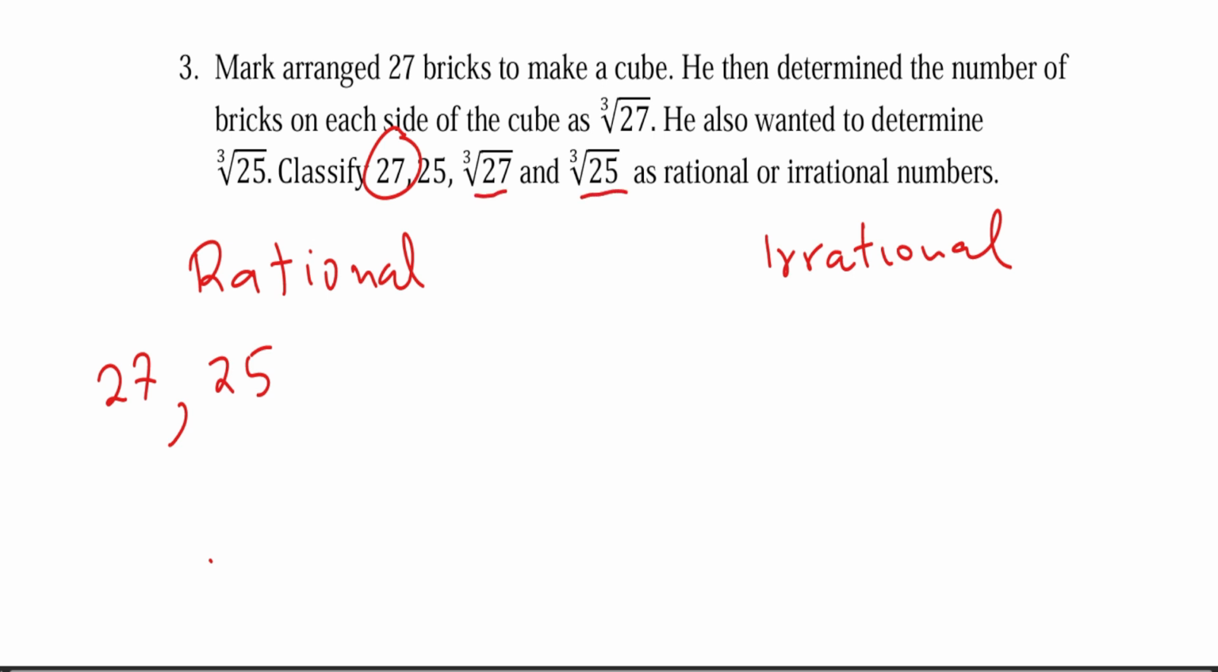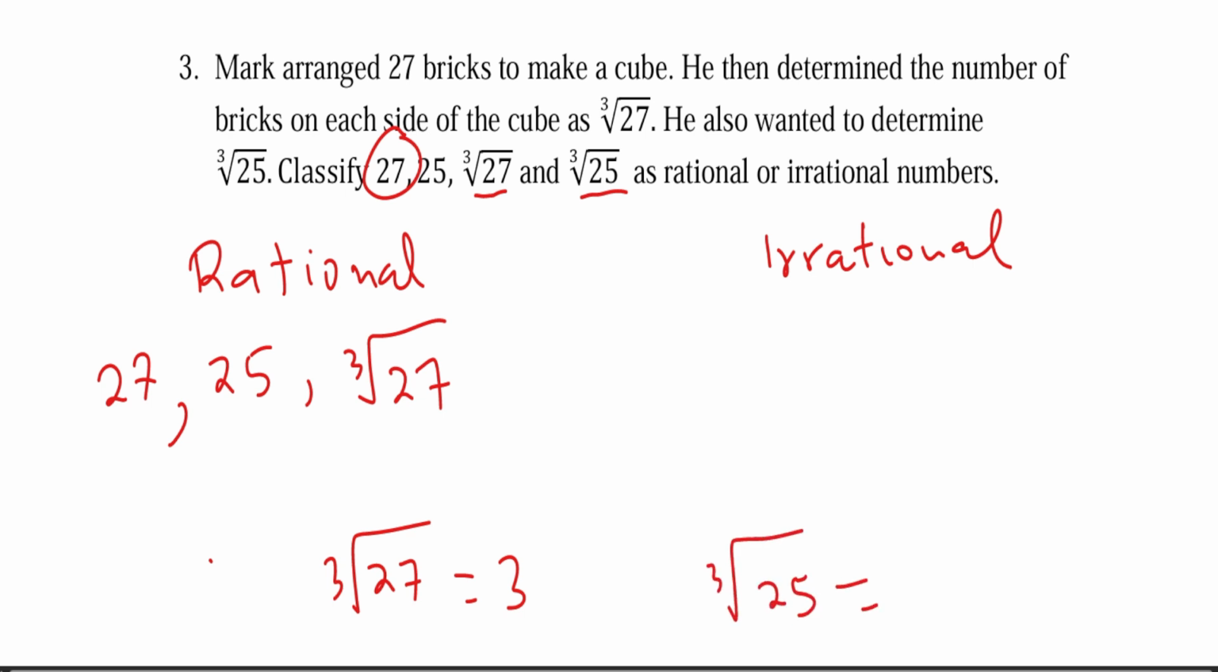What remains here is the cube root of 27 and the cube root of 25. The cube root of 27 gives you 3, so the cube root of 27 is equal to 3, therefore it is a rational number. The cube root of 25 gives you very many decimals, so let's confirm through our calculator. It gives us 2.9240 and continues. It's not a terminating decimal, nor is it a repeating decimal. So the cube root of 25 is irrational.